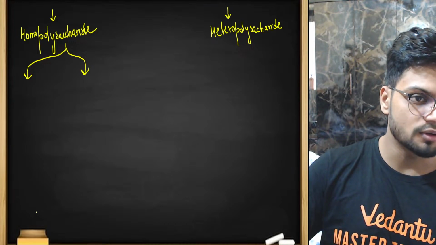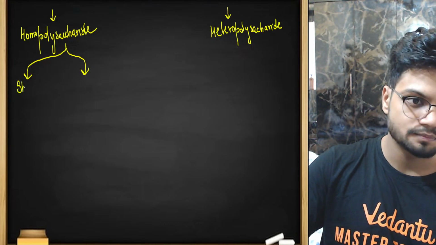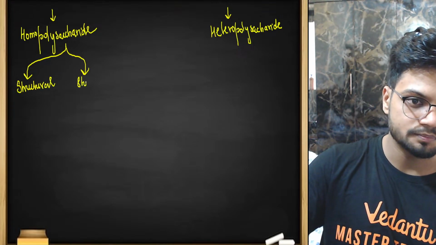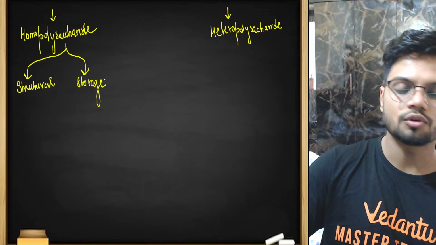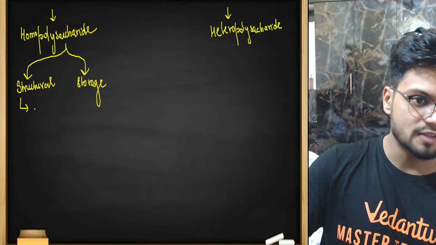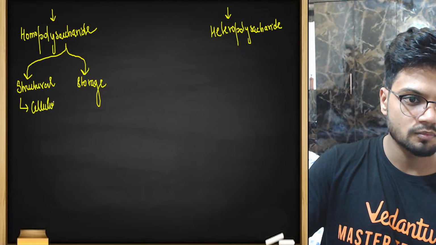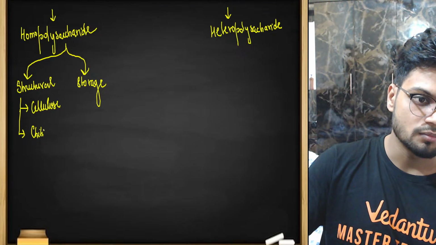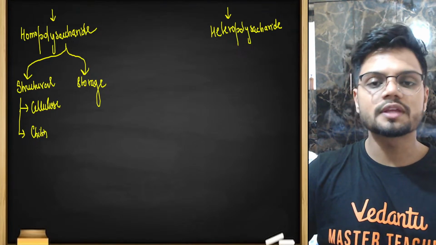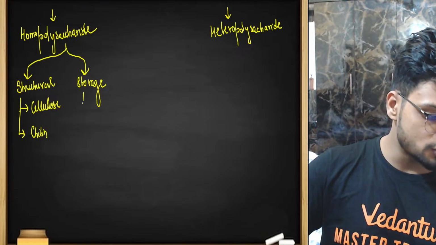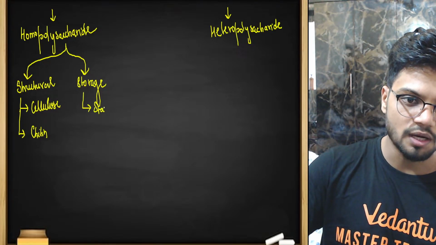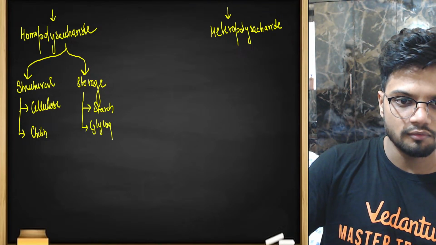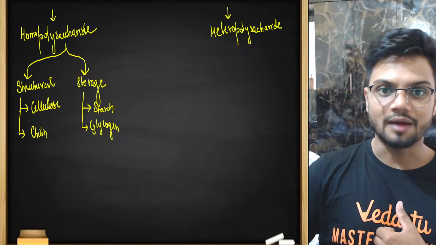The first one is for structure, structural. The second one is for storage. Under structural, we have cellulose, and we also have chitin, which makes up the external layer. Cellulose in the case of plants, chitin in the case of insects. Under storage, we have starch in the case of plants. We have glycogen, which is the storage material in the case of animals.